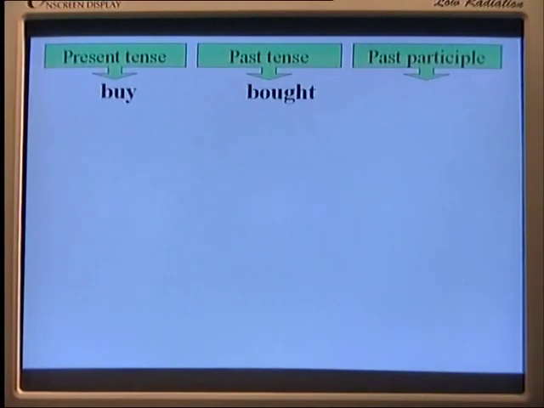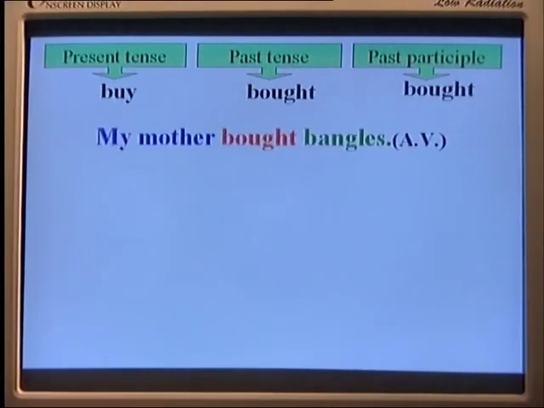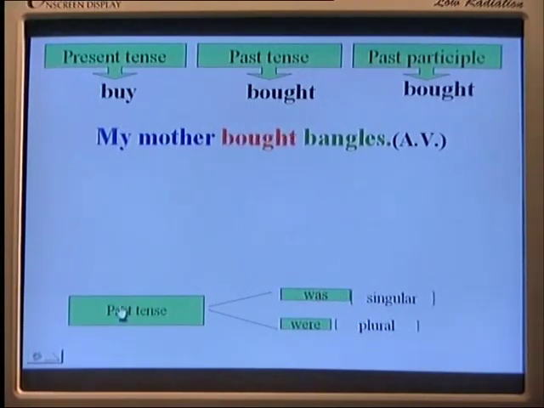Buy, bought, bought. Look at the sentence. My mother bought bangles. Okay? The sentence is in past tense because the verb is in past tense. Now, therefore, what we should use? Which be form we should use here? When the sentence is in past tense and here bangles is a plural form, the object.